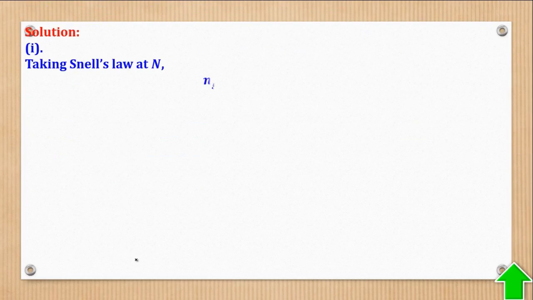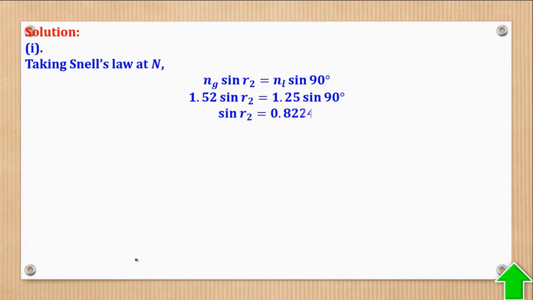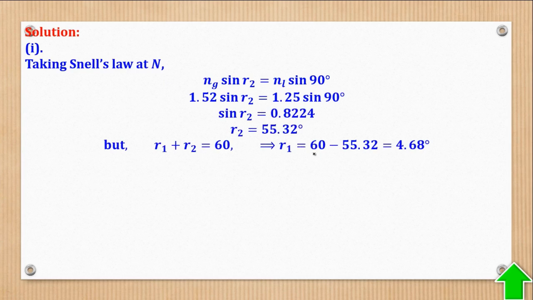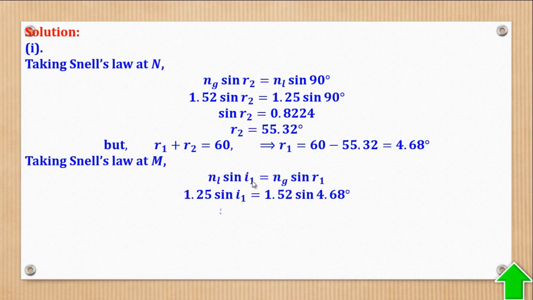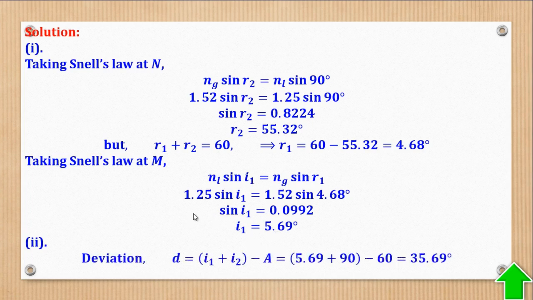So taking Snell's law at N, I'll come up with that. Substitute, simplify, and get the value of r2. By geometry, r1 is equal to 60 minus that to give you 4.68. Then taking Snell's law at M, I'll come up with that, substitute, simplify, and get the value of I1. Roman 2, they wanted deviation, so deviation is I1 plus I2 minus A. Substitute I1, I2, and A to come up with that as the deviation they wanted.